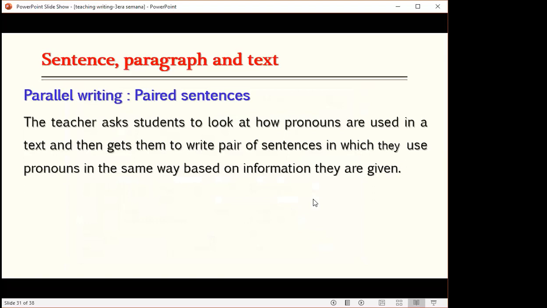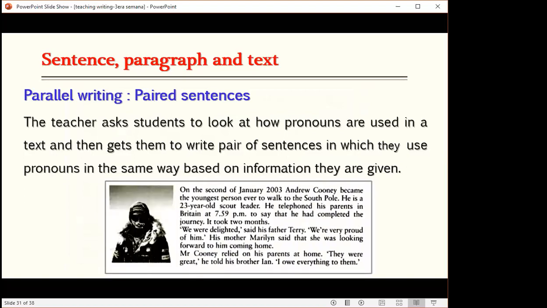Pair sentences. The teacher asks students to look at how pronouns are used in a test and then gets them to write pairs of sentences in which they use pronouns in the same way based on information they are given. For example, here you have this test, and notice this is a model test. So they are going to read this test, and they are going to identify some pronouns. Tell me, which pronouns can you see?